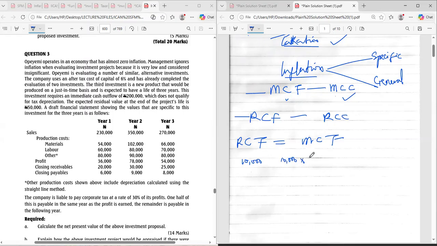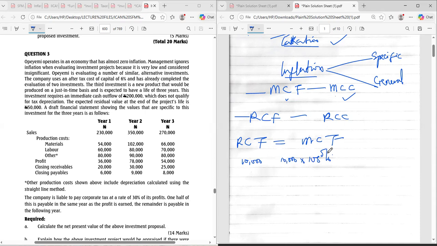It should go up by 5%. What will it be? 105%. And this will say times 105 divided by 100. Isn't it? So the answer that you get will now become your money cash flow. Are we together? So when you are given a real cash flow, use your inflation to increase it to get your money cash flow. Does that make sense?